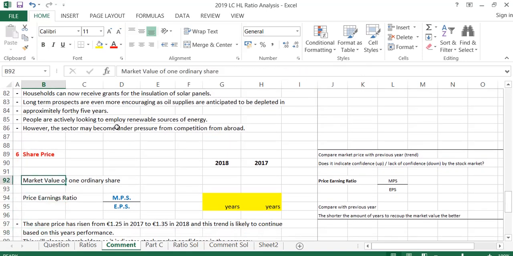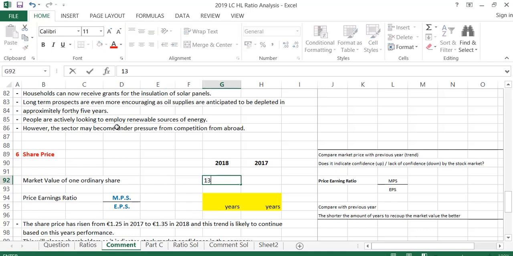So the first thing we're just going to do is compare the market value of an ordinary share. So as we said already, in this year the market value is €1.35 or 135 cents, and in the previous year it was €1.25 or 125 cents. I should put them in euros here because we'll just look at them to compare.